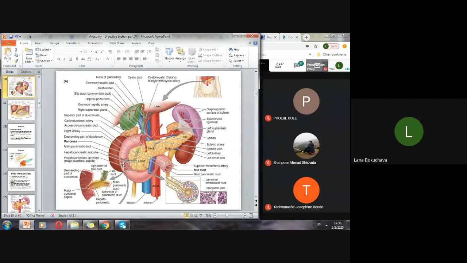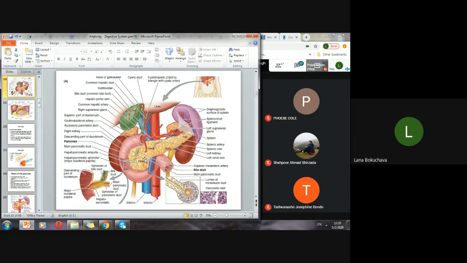Okay, so this opening, we call it the minor duodenal papilla. If you remember, the hepatopancreatic ampulla was opening into the major duodenal papilla. Here we have a minor duodenal papilla, a much smaller structure in this case, although it's still the opening of the accessory pancreatic duct. Also, this accessory pancreatic duct is merging with the main pancreatic duct, as you can see here.